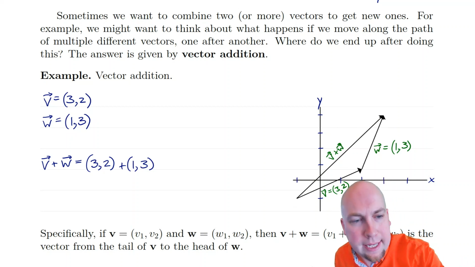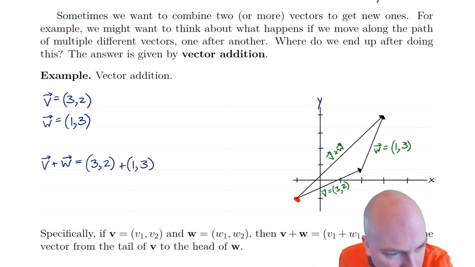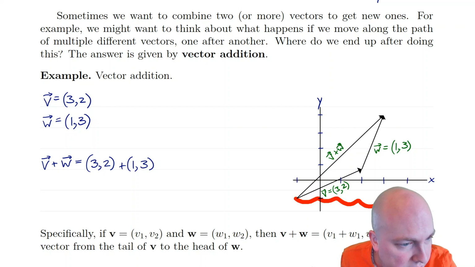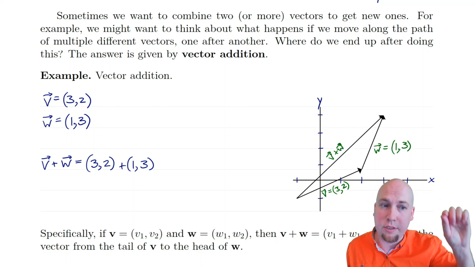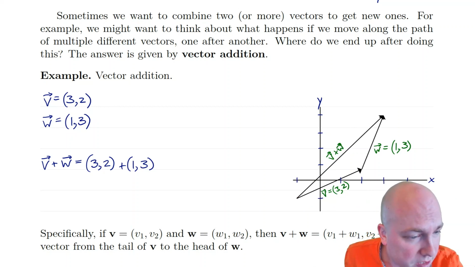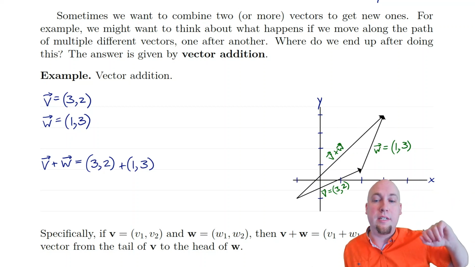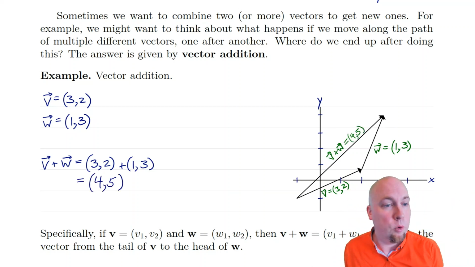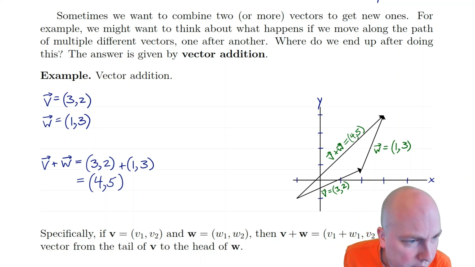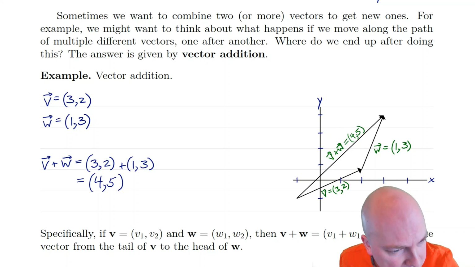If you count notches here, it goes over 1 unit, 2 units, 3 units, 4 units altogether, so its first entry is going to be 4. And how many units does it go up? Well, it goes up 1, 2, 3, 4, 5. It goes up 5 units. So it should be the vector 4, 5. Then if you squint really hard and look at these numbers, I'm taking the vector 3, 2 and adding 1, 3 to it.